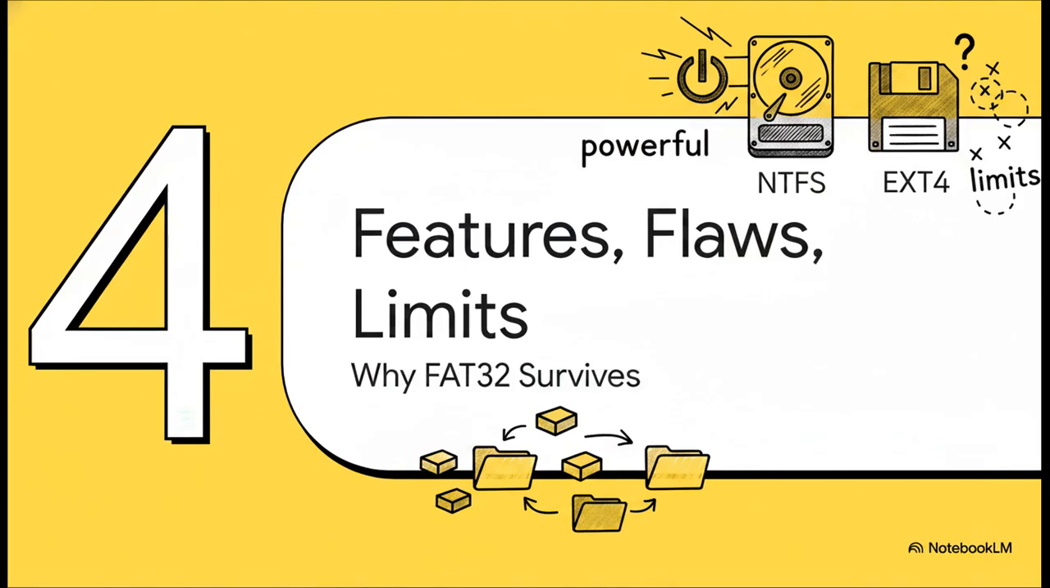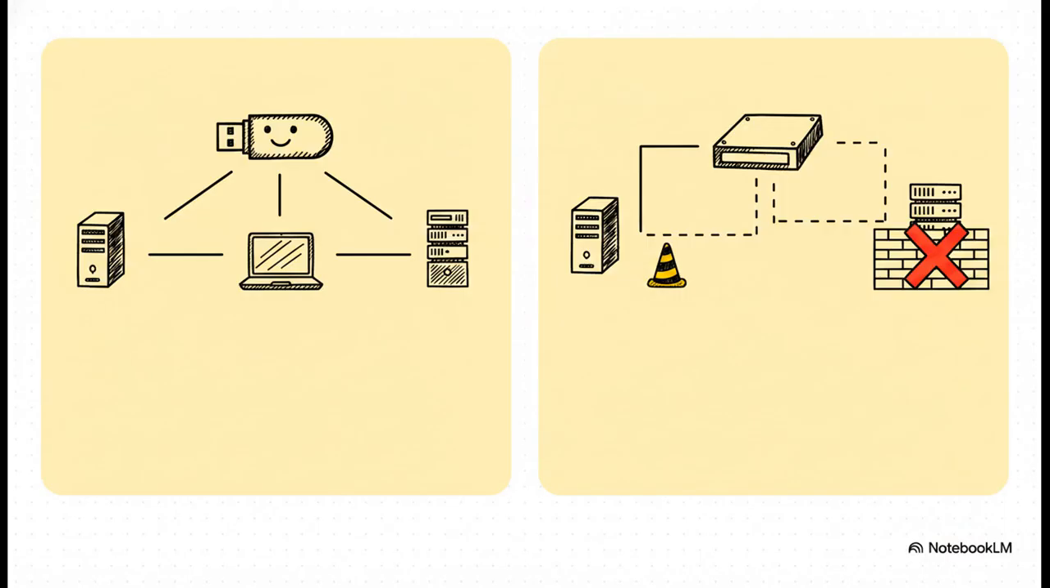Section 4: Features, Flaws, and Limits. So we've seen how insanely powerful NTFS and EXT4 are, right? So why on earth does FAT32 still exist? Well, it all comes down to native operating system compatibility.